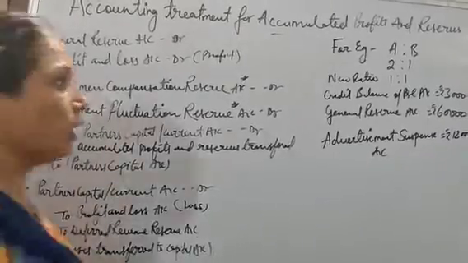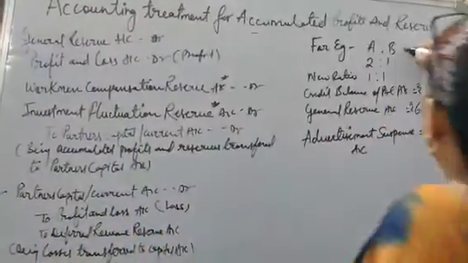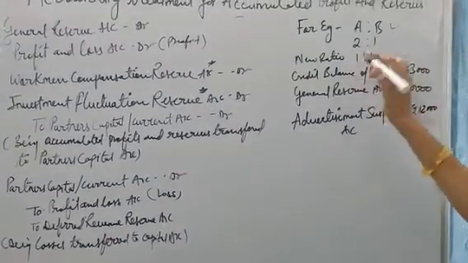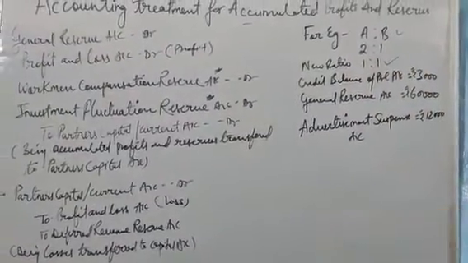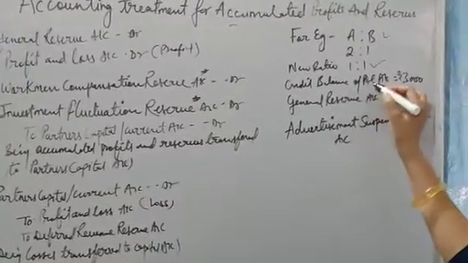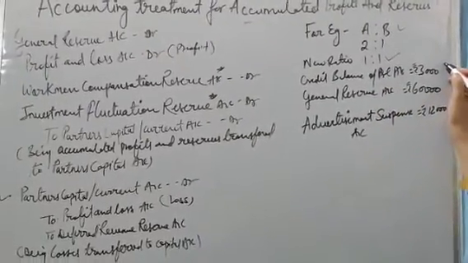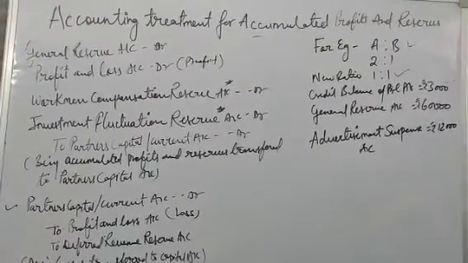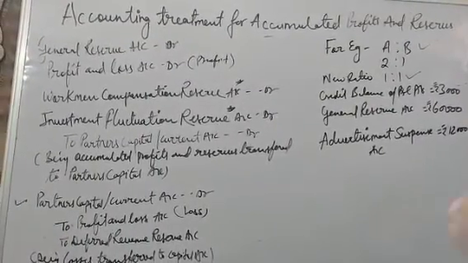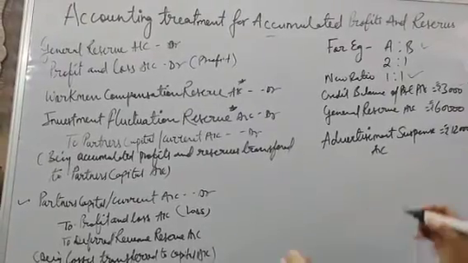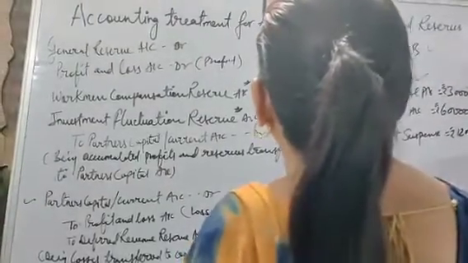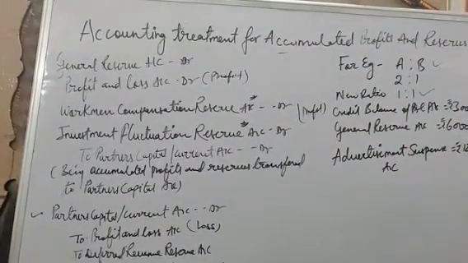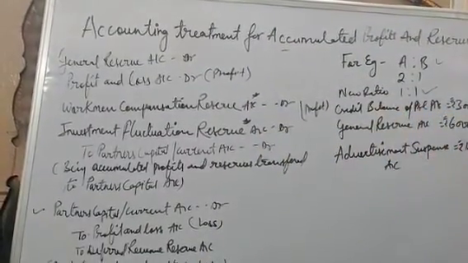Okay, here I am taking one example, that is two partners are there, A and B, the ratio is 2:1 and their new ratio is 1:1. Okay, and credit balance of profit and loss account is given in the question, that is 3,000. Credit balance means profit. Debit balance means loss. Okay, keep it in your mind. If there is credit balance, that is profit. You have to understand it. And if debit balance is there, that is loss. In this question, credit balance is given, that is profit.